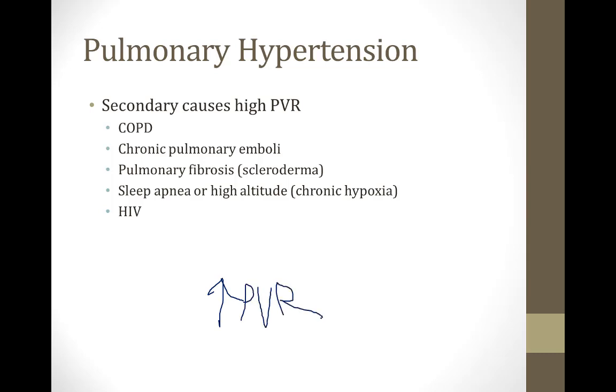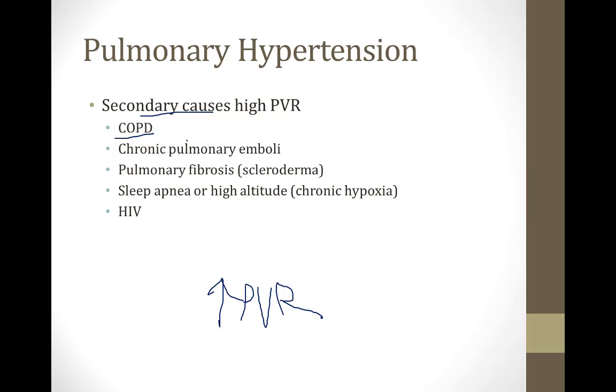One of the causes of pulmonary hypertension, as I just told you on the last slide, is high pulmonary vascular resistance. Now, this can be a primary problem. That's called primary pulmonary hypertension. We'll talk about that in a minute. But there are many secondary causes of high pulmonary vascular resistance, and most of these are lung diseases which raise the resistance to flow as blood moves through the lungs. So COPD is a classic secondary cause of high pulmonary vascular resistance and therefore a secondary cause of pulmonary hypertension.